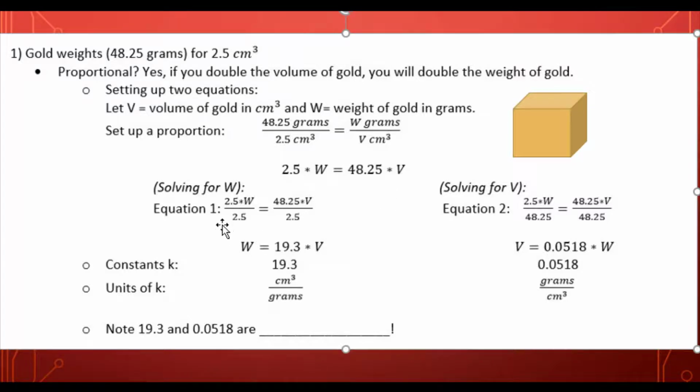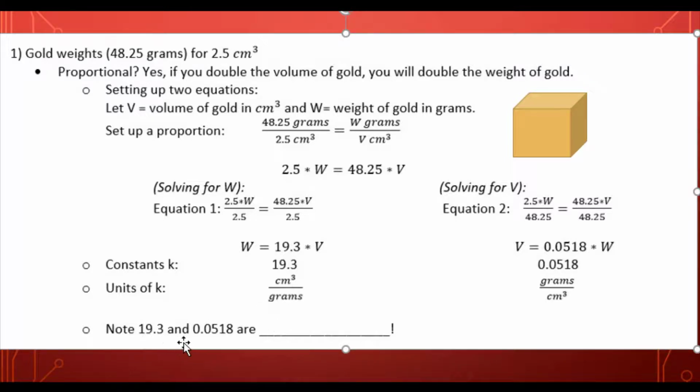So here they solved it for the weight, and they got 48.25 over 2.5. When they divided that, you get 19.3. So 19.3 is K. Over here, notice that it's not 48.25 over 2.5, it's 2.5 over 48.25. And when you divide that, you get 0.0518. And so there's the equations. The units of K are different, they're flipped. And we're going to deal with that.